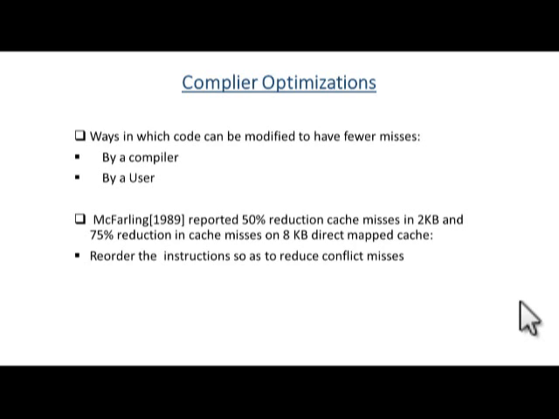McFarling back in 1989 reported a 50% reduction in cache misses in a 2 KB cache and a 75% reduction in cache misses on an 8 KB direct-mapped cache. From this we can say that compiler optimization techniques are a very good solution to reduce cache misses. The basic underlying working principle of this technique is that we just need to reorder the instructions so we can have fewer conflict misses. In this technique, we work only at the software level; we cannot change anything at the hardware level.